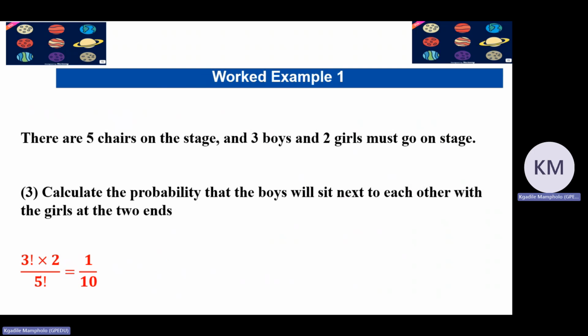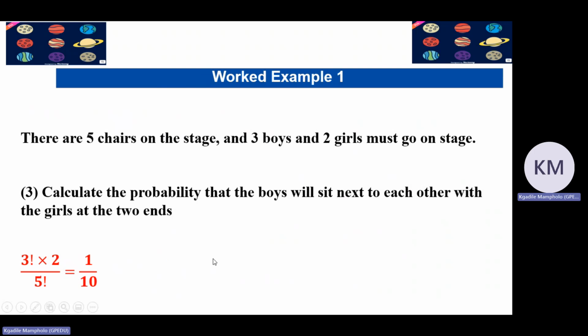So all the methods that you followed in the previous slides, if they say number of outcomes, you follow those methods. But if they say probability, then you will divide by the total. So here the total is 5, then you say 5 factorial. Then the probability will be 1/10, if the boys sit at one end and the girls sit at one end, not at any end.